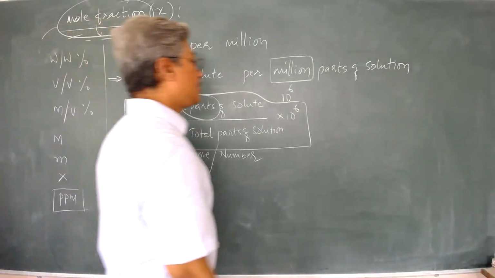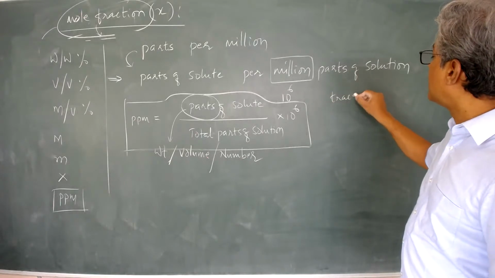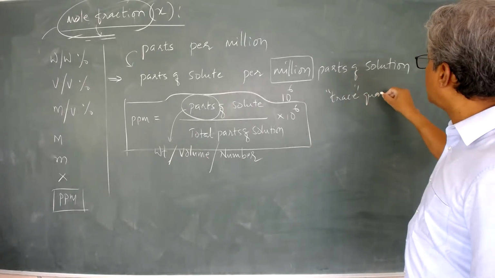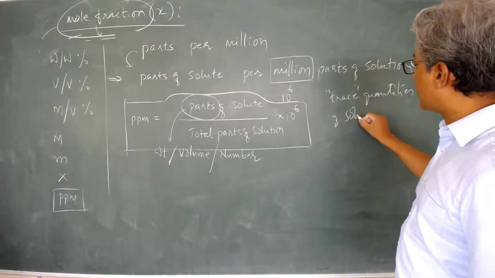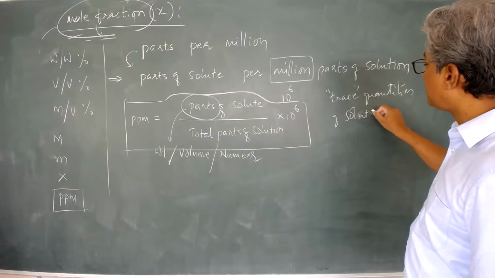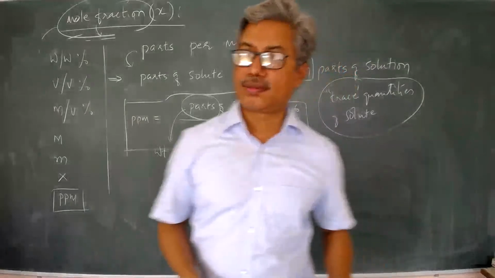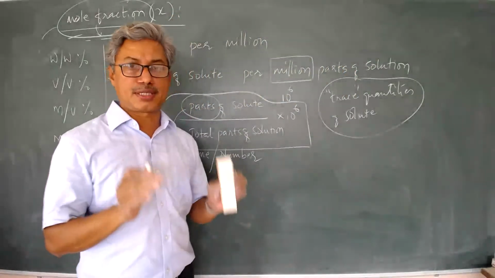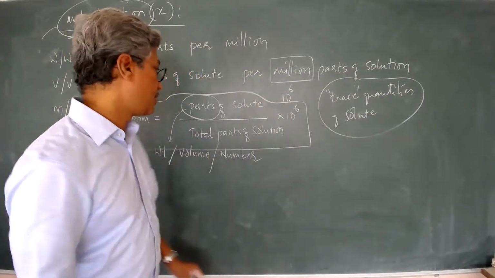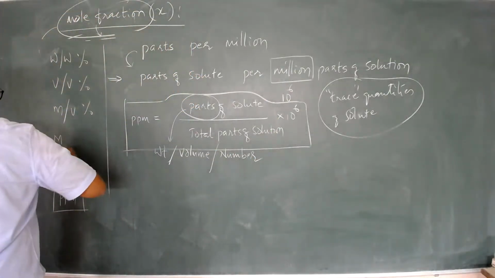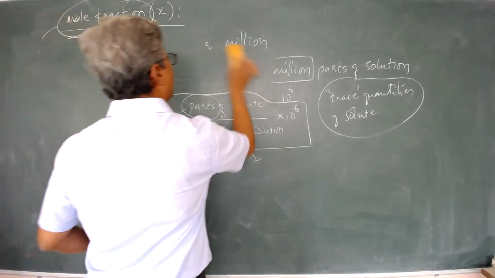And this is used for expressing the strength of trace quantities of solution or solute. That means if the quantity of the solute is very little in the solution, then we use this. Okay? We take one example. Then it will be very clear.